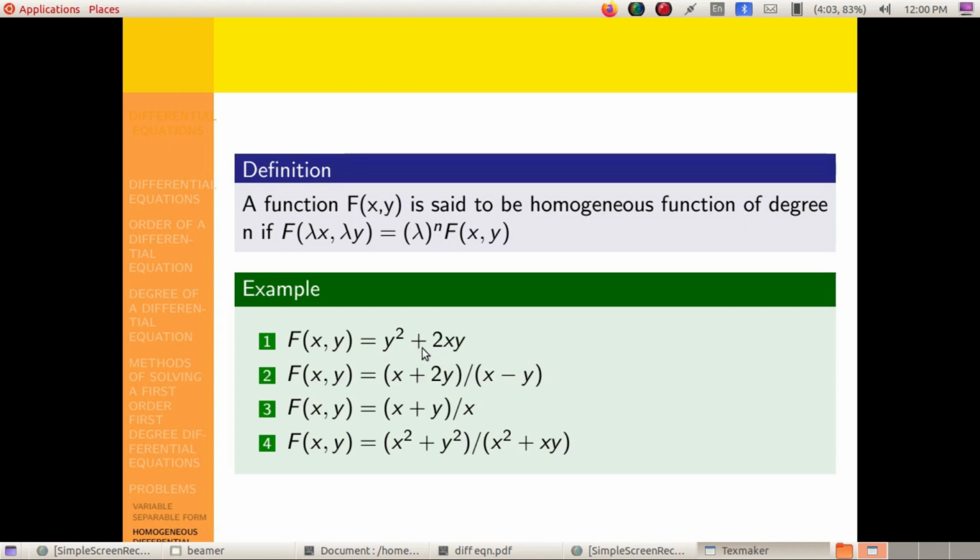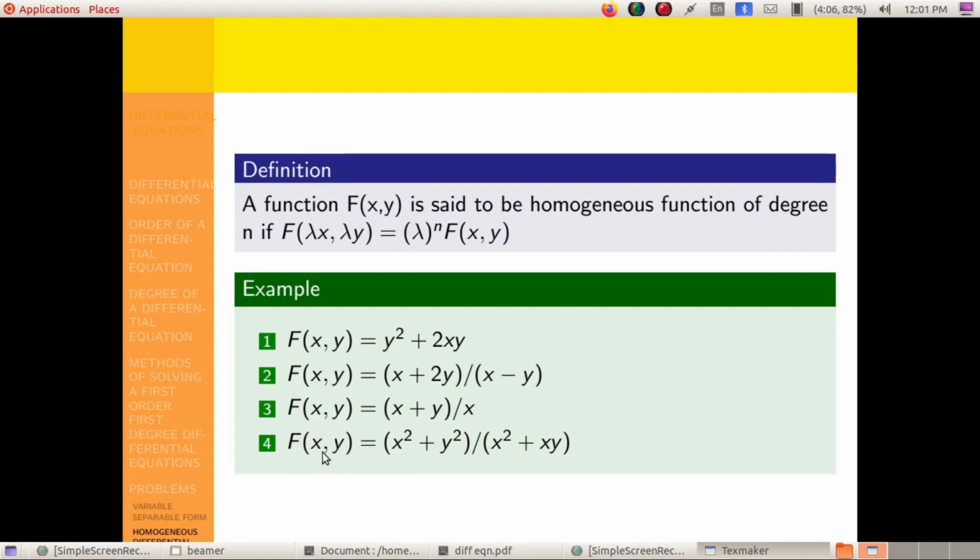So degree 2. Now in this case, for this function, when we replace x by lambda x and y by lambda y, from numerator we can take lambda outside, from denominator we can take lambda outside. So we can cancel that lambda. So this is lambda raised to 0 into f of x, y. So this is a homogeneous function of degree 0. In this case also, this is a homogeneous function of degree 0.